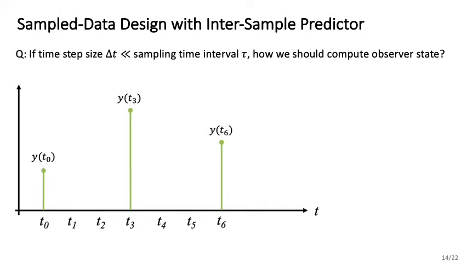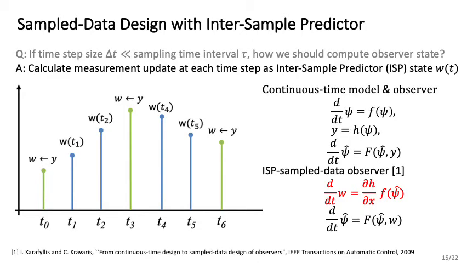Finally, we develop a digital system for the sampled-data design. The question lies in how we should deal with the case where the time step size delta t for computing the observer state is sufficiently smaller than the sampling time interval for the measured value. Let's consider the case where the sampling time interval tau is triple the time step size delta t for computing the observer state.